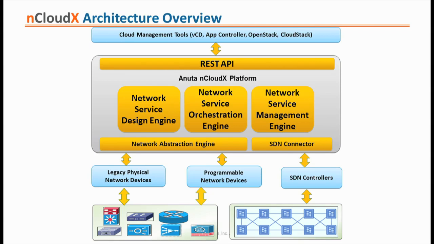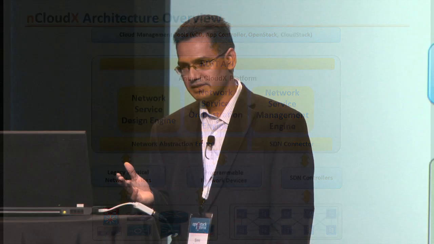So this is our NCloudX architecture. Basically, we have a network abstraction engine which abstracts the legacy physical devices and programmable network devices, and also we can talk to SDN controllers to use the virtual networking features that they provide. The core of our product is a bunch of engines: the network service design engine, orchestration engine, and service management engine. All this functionality is exposed via the REST API so that it can be integrated into various cloud portals such as CloudStack, OpenStack, and vCloud Director. In fact, we have an integration with vCloud Director and OpenStack. We actually show the OpenStack integration in our demo today.